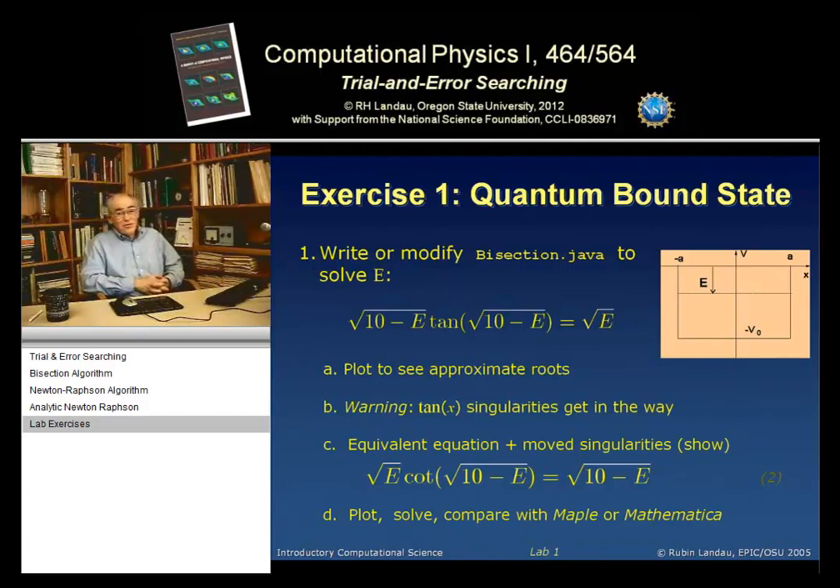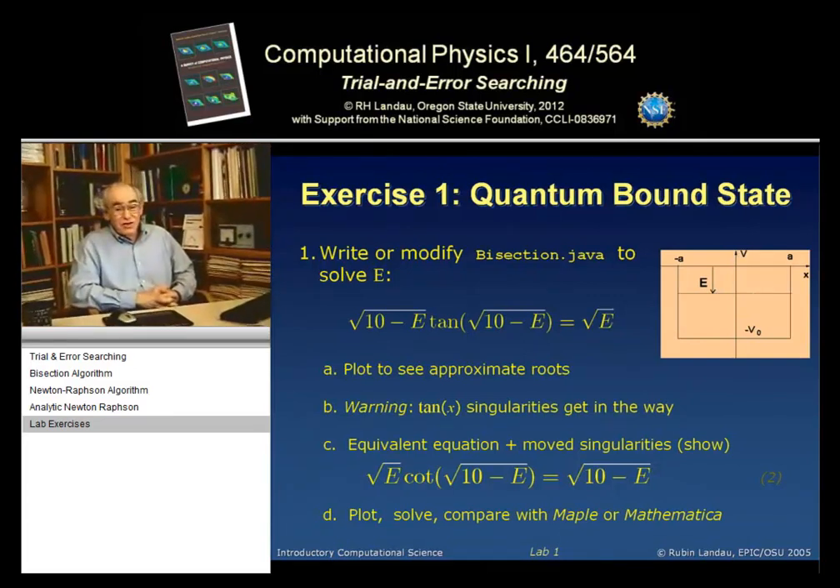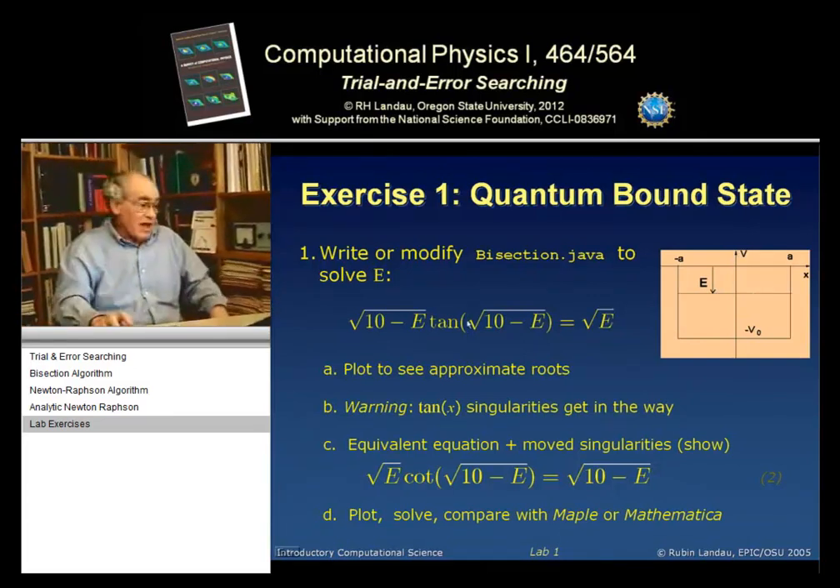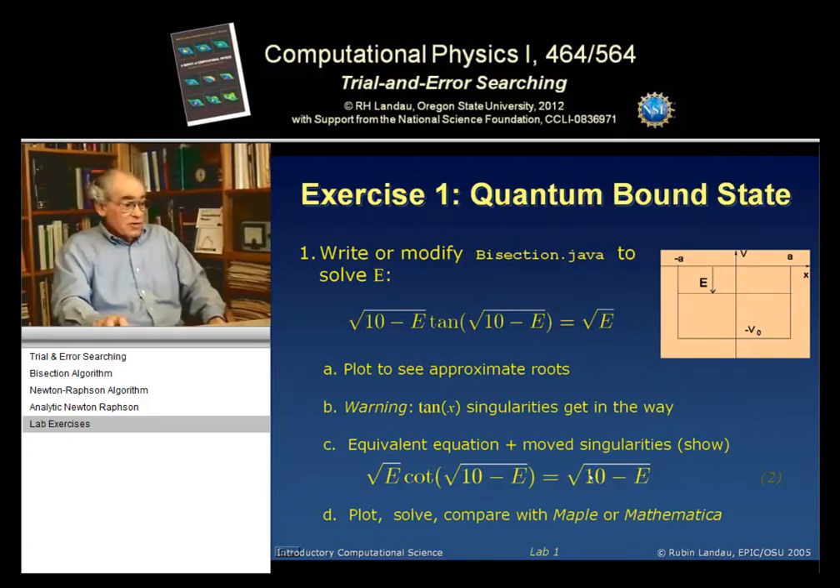Why? Well, it turns out not only do computer programs, but Maple and Mathematica, which are just computer programs too, they often have trouble plotting this function up accurately because of the singularity, or finding solutions of this accurately for the same reason. So likewise, they may be better with equation 2 than equation 1 for the plotting. Try both, see what answers they give you. Okay. So that's the first exercise.